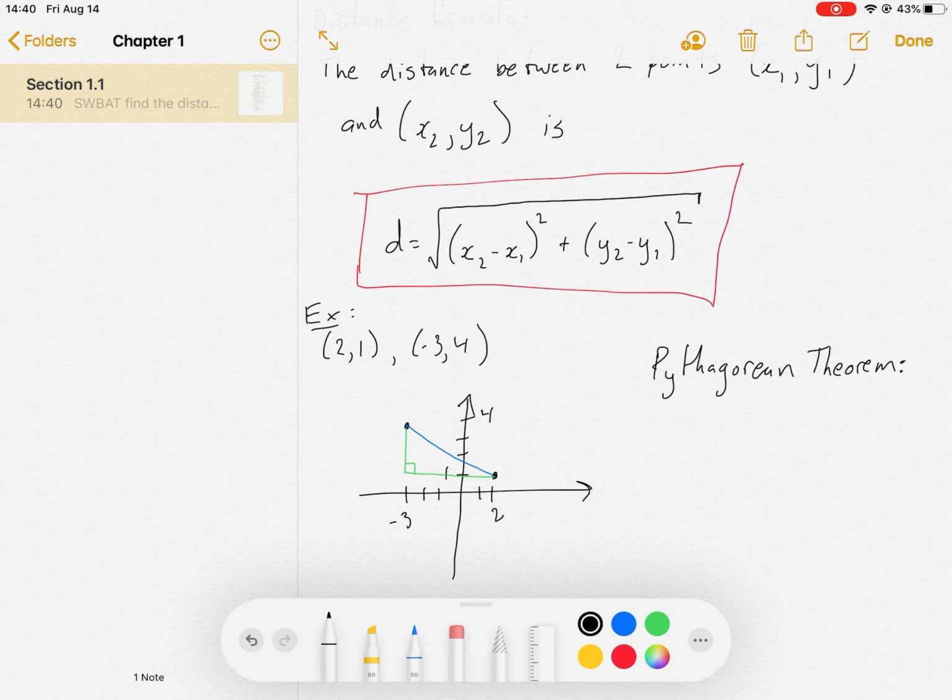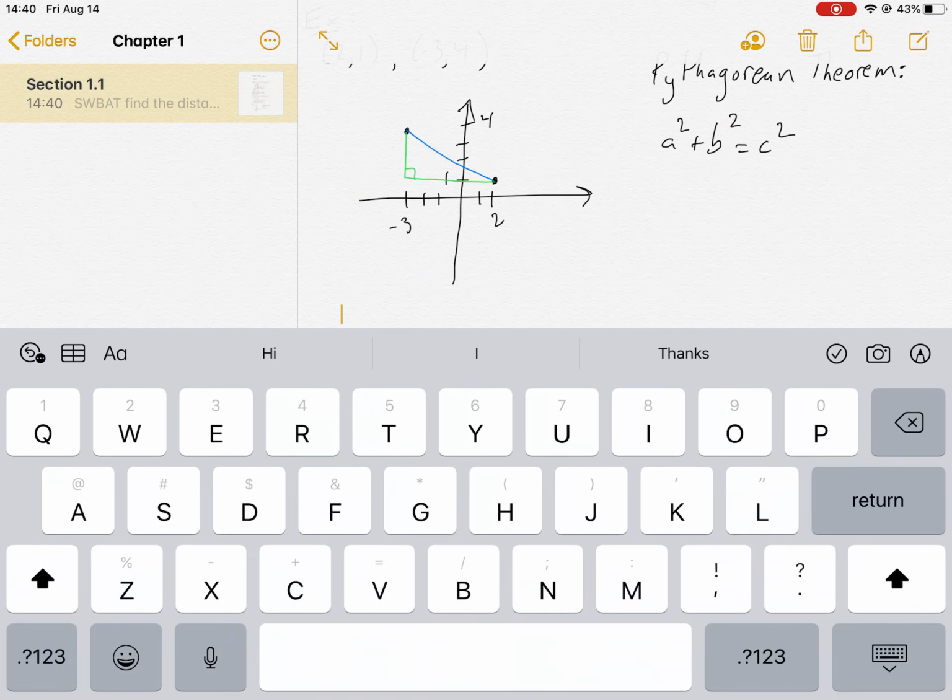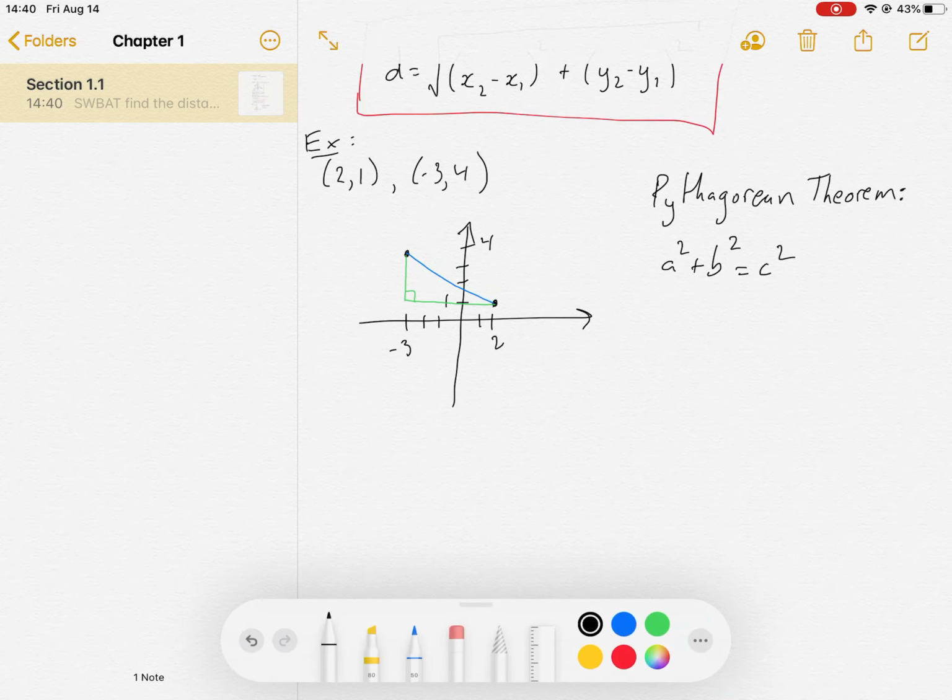Which, as you all remember, tells me that one side squared plus the other side squared equals the hypotenuse squared. We have usually A, B, and then the hypotenuse is the longest side, C.